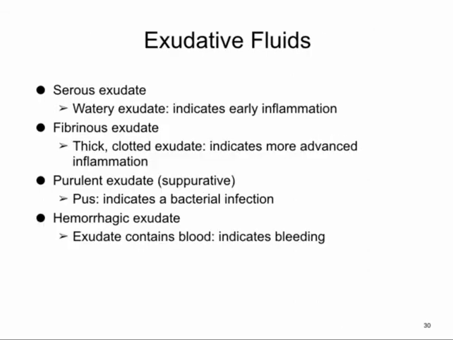And I'm sure you're well aware of the fluids that you see, like serous exudate, which is that more watery exudate. And that's a very early response to inflammation. So it's more of the fluid that you're seeing because of the vascular permeability there. You may see fibrinous exudate, which has factors from the clotting cascade, or fibrin, in there. So it's more advanced inflammation because you're starting to get that clotting in there as well.